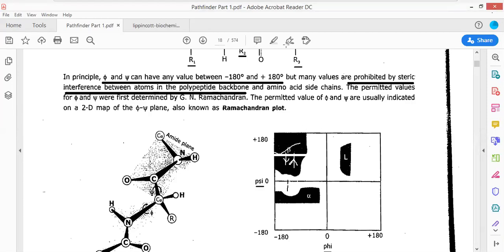So the above one is anti-parallel. Sorry for this annotation, the annotation has moved. This is the anti-parallel beta pleated sheet structure, which is much more stable as compared to this region, which is less stable.